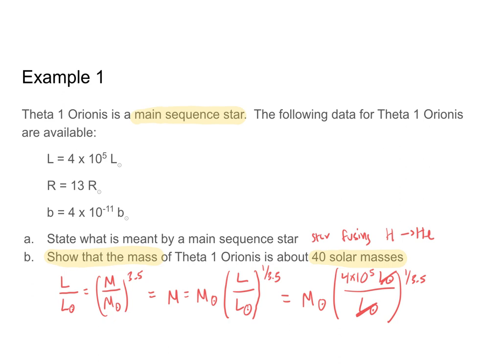Since if something appears on both sides of my fraction, that means both the denominator and the numerator of my fraction, it cancels. And so when I throw that in my calculator, I get that the mass is equal to 39.9 times the mass of the sun, which is approximately 40 times the mass of the sun.